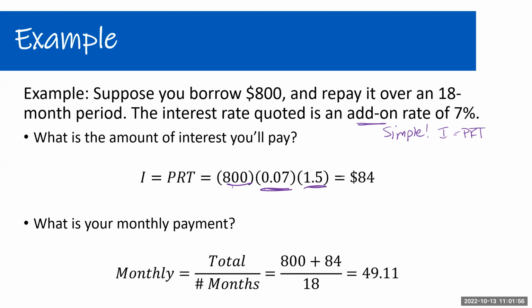If you want to calculate your monthly payment for this loan, you need to look at how much you owe total and divide it by how many months you have. Well, you owe the $84 in interest, but you also have to pay back what you borrowed. You owe a total of $884, and you're going to divide that by 18, and we can quickly see that that was going to be $49.11. So you're going to pay $49.11 every month for 18 months to pay that loan back.